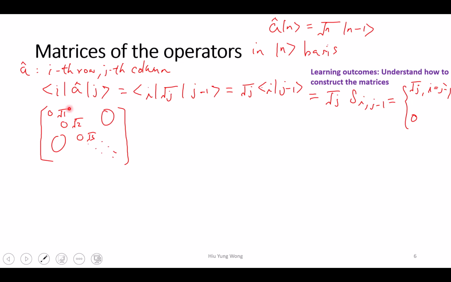So it's a shifted diagonal. I don't know how to call this, right? It's not along the diagonal, but shifted by 1 row. Do you see this? Any questions?